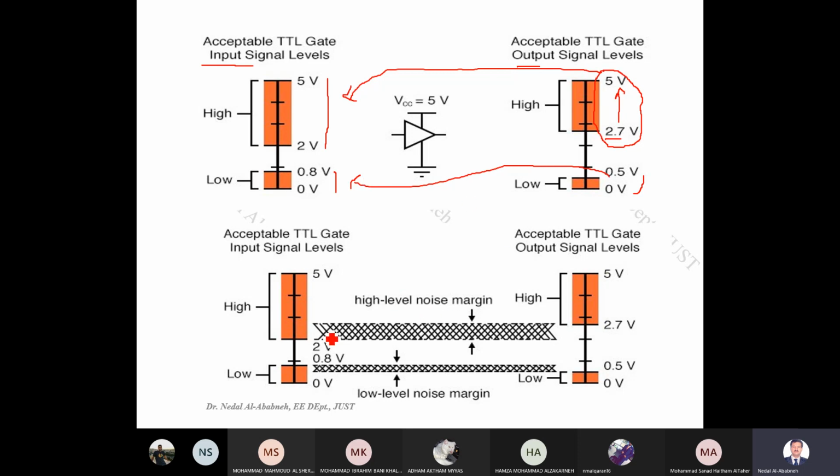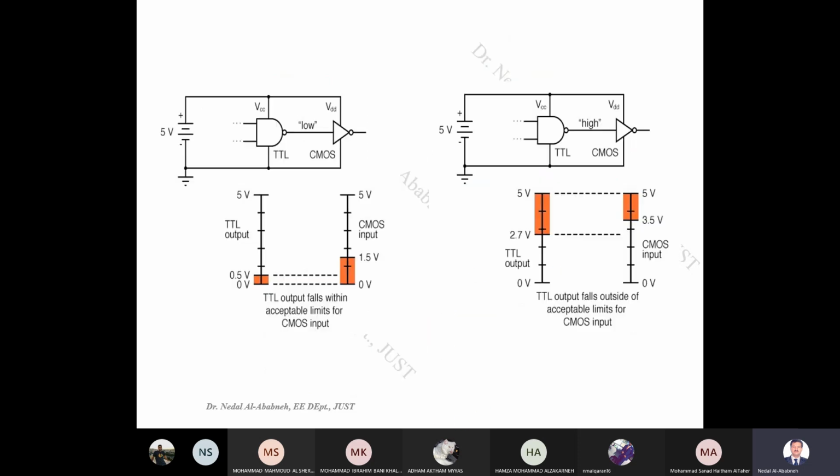Yes. Okay, this is the same idea; basically we need to keep a noise margin at the different levels. Here again, notice we have these diagrams that illustrate what is in the CMOS book that I told you about, for the low output logic. Notice this output falls within this input logic, and therefore the TTL output falls within acceptable limits for CMOS input, so we don't have a problem here.